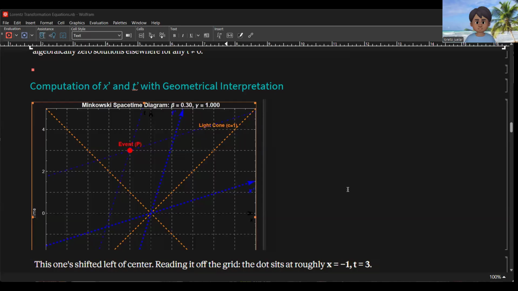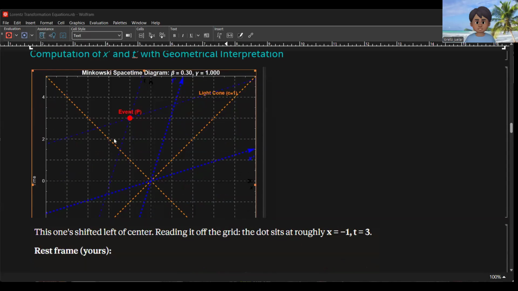Computation of x prime and t prime with geometrical interpretations. So we have an example here of the event P. We have the blue dotted lines here. So that is the S prime frame, and we have the frame here for an object at rest, for an observer at rest.